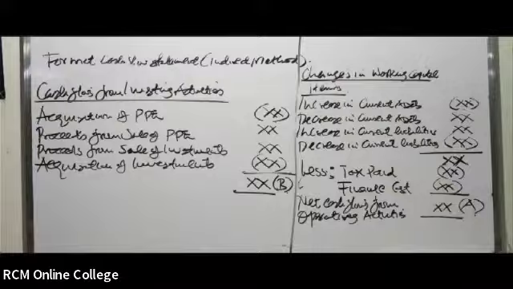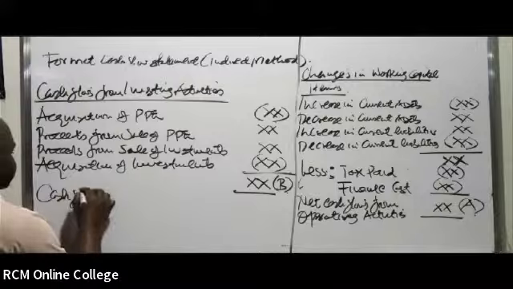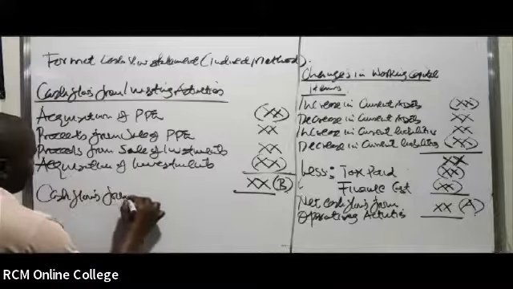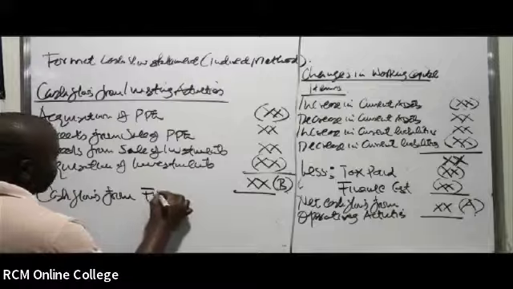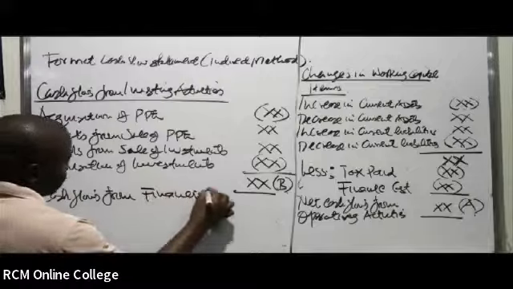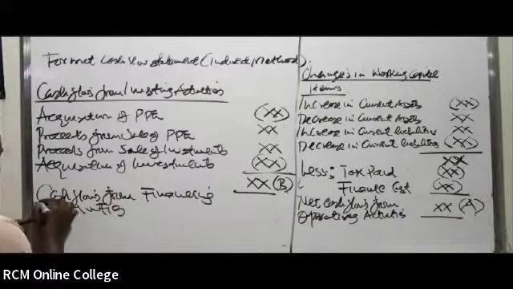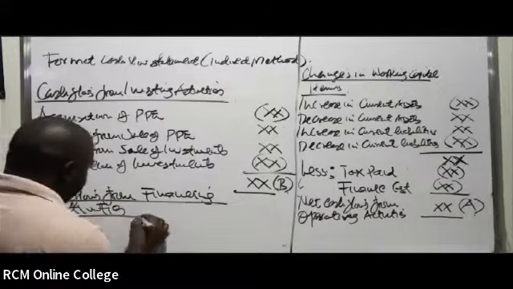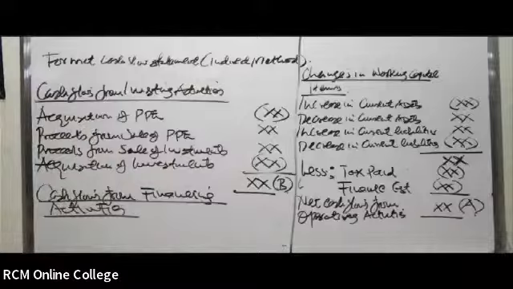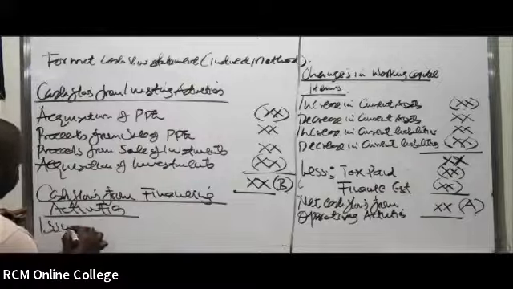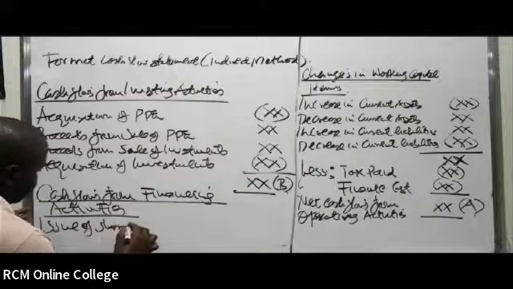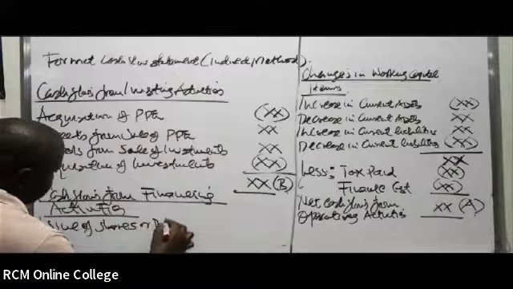Then we go to cash flows from financing activities. You continue with your table, cash flows from financing activities. That is the third and final part of the cash flow statement. Of course, you can underline. These are basically involving financing activities, cash flows. So you write issue of shares or debentures. When you issue shares, issue of shares or debentures.